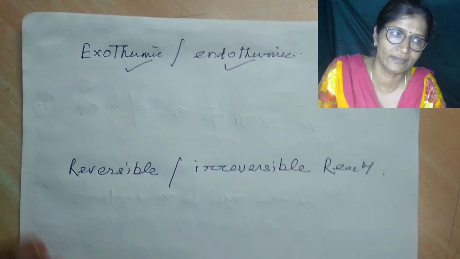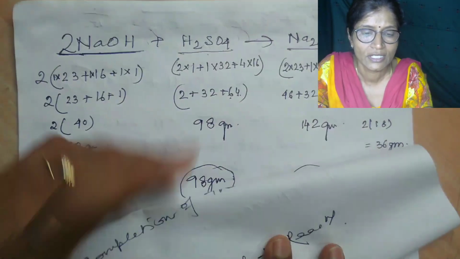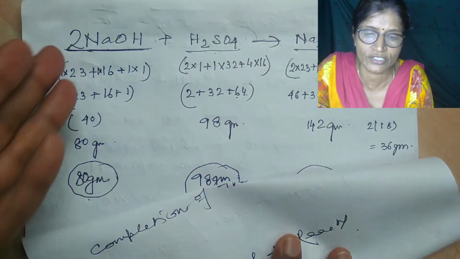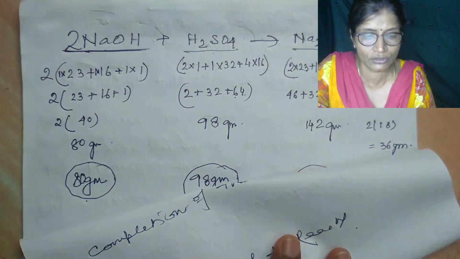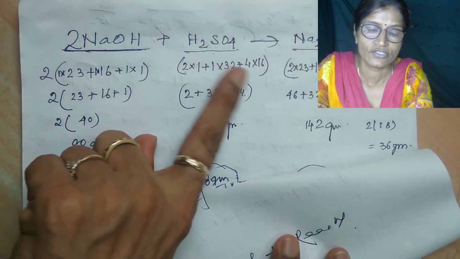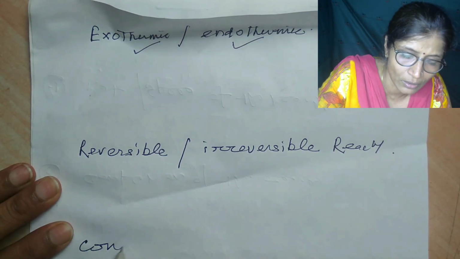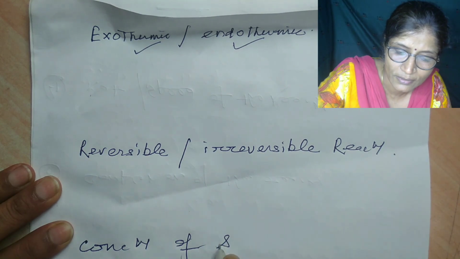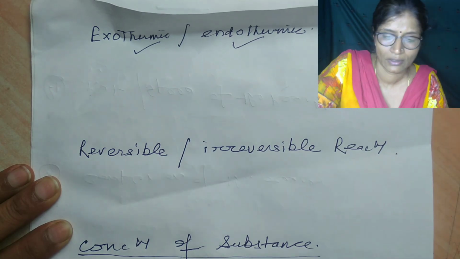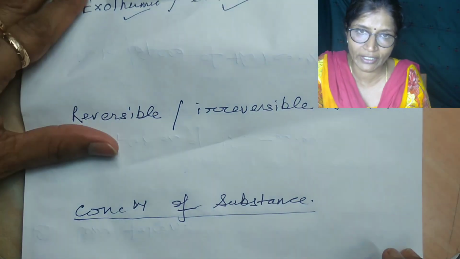Okay. Then the reaction is not mentioning, like in this reaction, the sulfuric acid used, whether it is dilute or concentrated. Means we are not getting the idea about the concentration of each substance, neither of the reactants nor of the products.